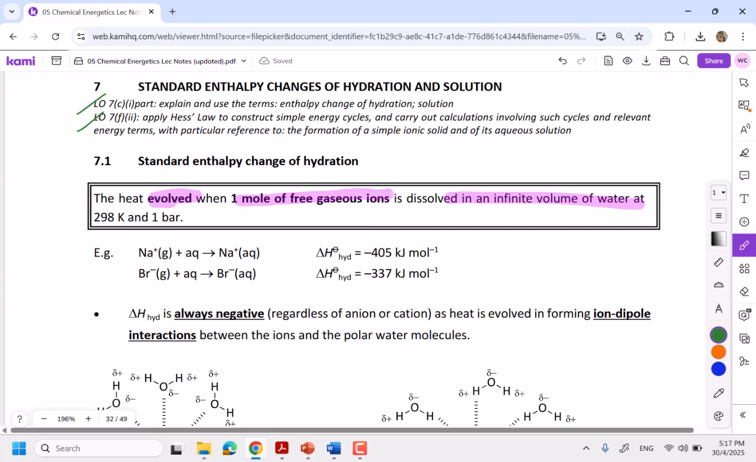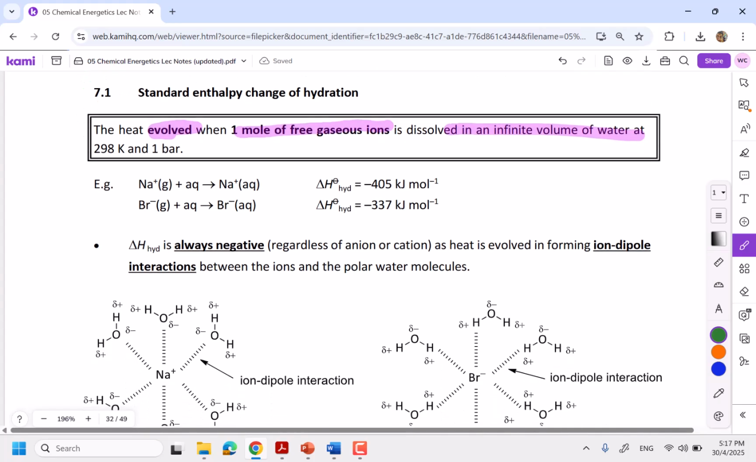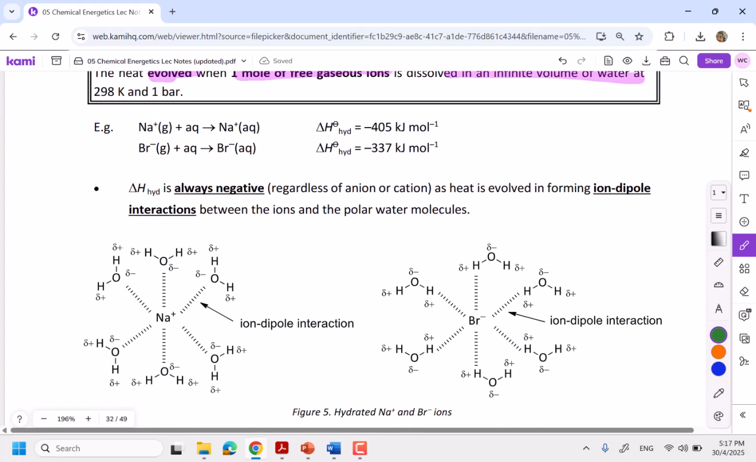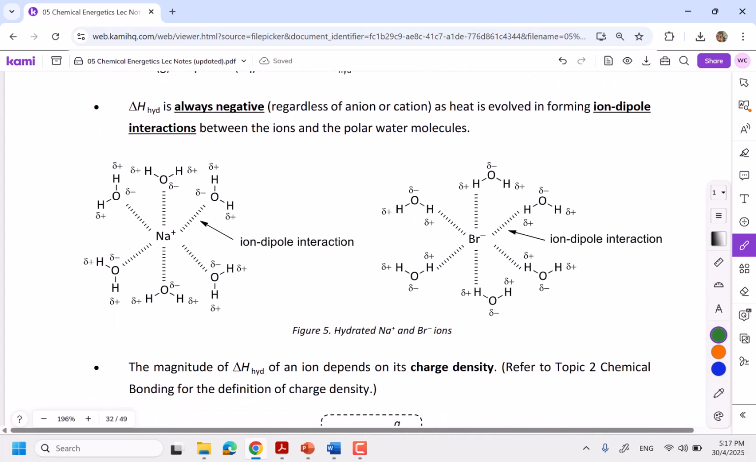Then the next learning objective: you need to construct a simple energy cycle, and so on. It's the same thing; the application is on Hess's law. You're given two examples here, sodium plus and bromide, and in both cases the hydration enthalpy is negative, due to the ion-dipole interaction.